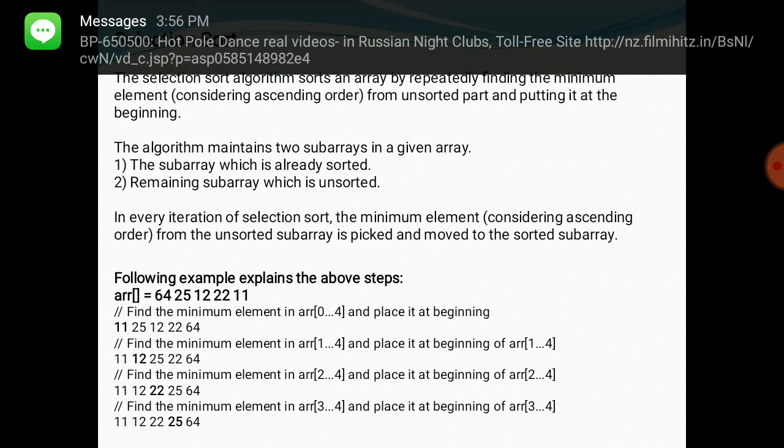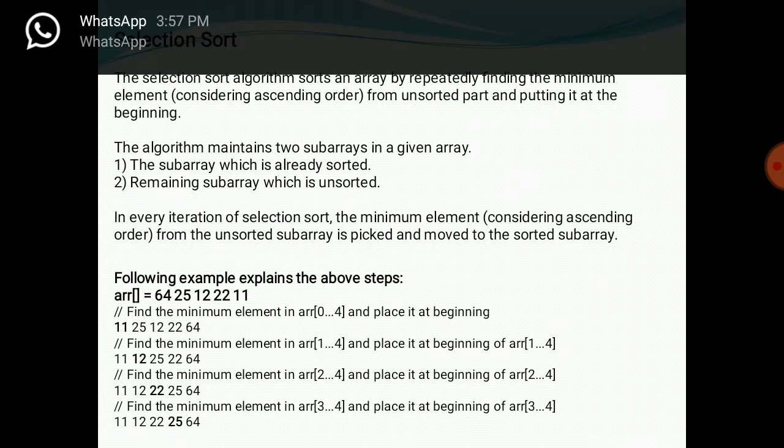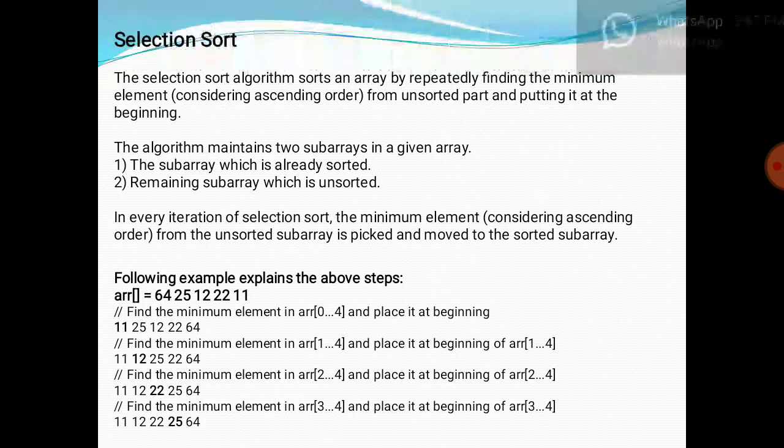That's why we have seen here that after the completion of the first pass, the 11 has arrived at the first position and 64 is swapped to the last position. So this algorithm finds the minimum index position of the smallest element and swaps it with the current position of the array so that the smallest element will be placed at its accurate position.